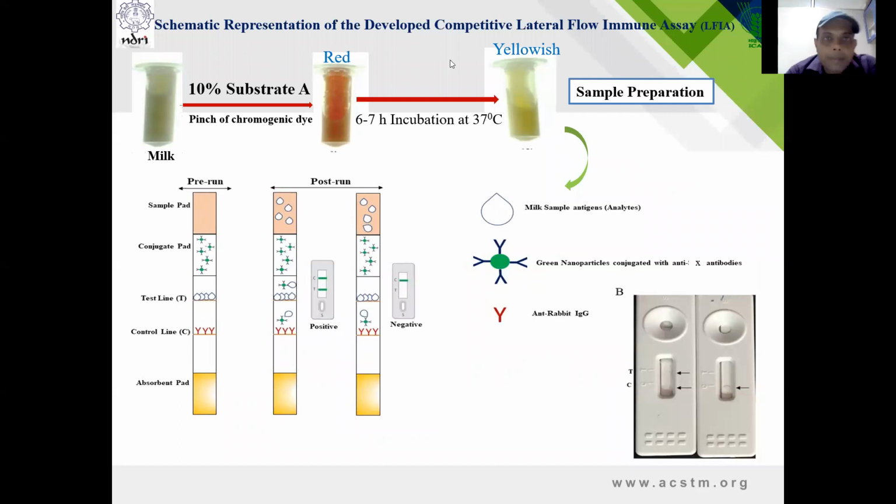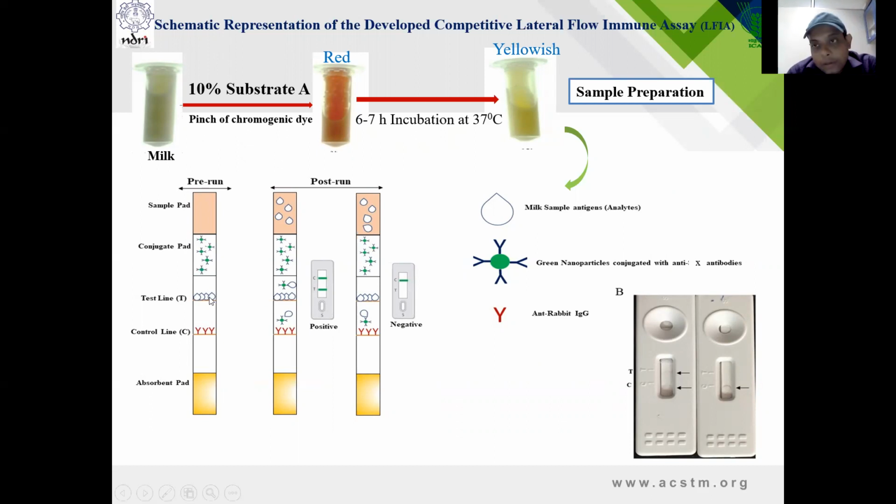So this is the schematic representation of the developed lateral flow assay. We tried both competitive and sandwich based lateral flow immunoassay. In sandwich, I have not shown it here. As I think all of us know about the lateral flow strip, I am describing it briefly here. A lateral flow strip has defined components. One is the sample pad, second is the conjugate pad, followed by the test line, control line, and lastly the absorbent pad. The sample pad is where we load the sample, and the conjugate pad is where we load the conjugated antibody with the nanoparticles.